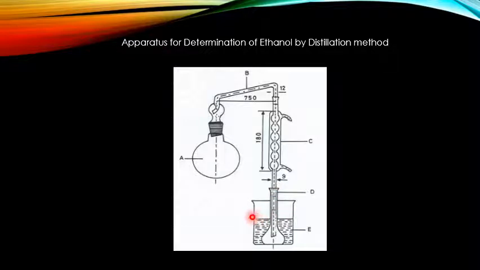The volumetric flask is immersed in a beaker E containing a mixture of ice and water during the distillation. A disc with a circular aperture 6 cm in diameter is placed under the distillation flask to reduce the risk of charring of a dissolved substance.